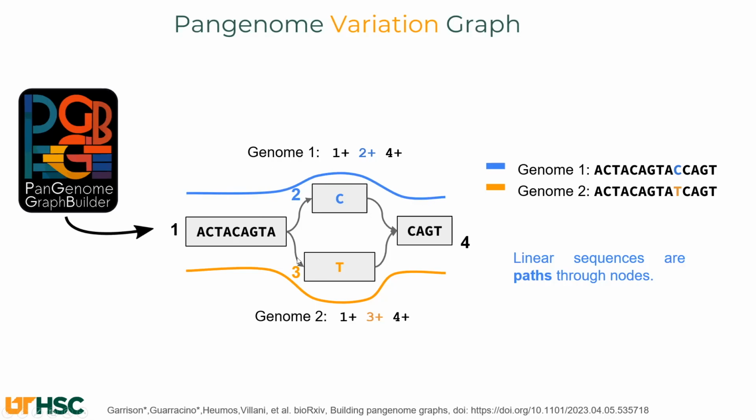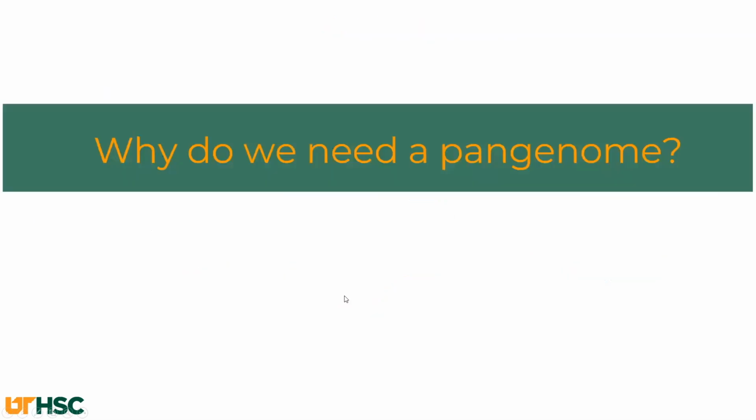And here you can see two different genomes. As you can see, node 1 and node 4 are the same for both genomes. What changes are node 2 and node 3. This is a representation of a single nucleotide polymorphism, and this is the way in which we represent variation in a graph, as a bubble, as you can see in the other slides.